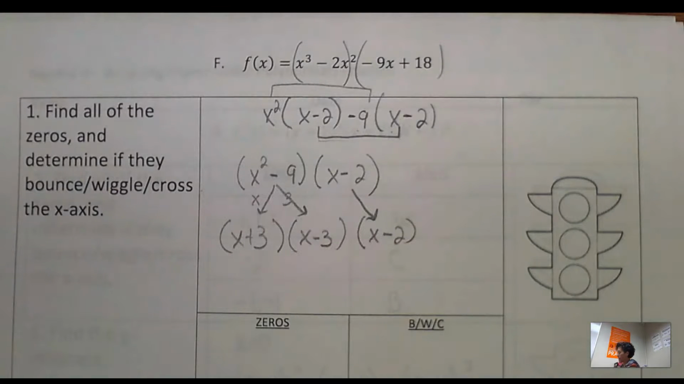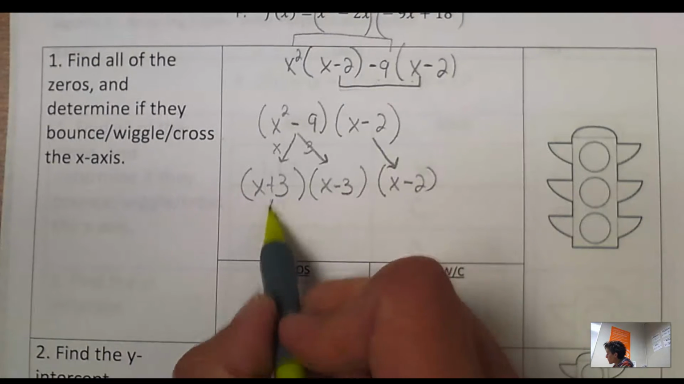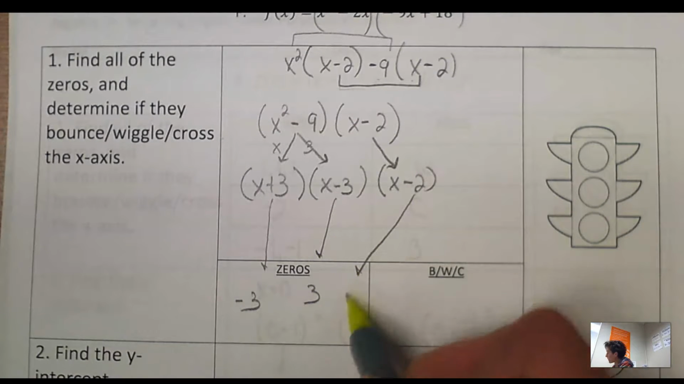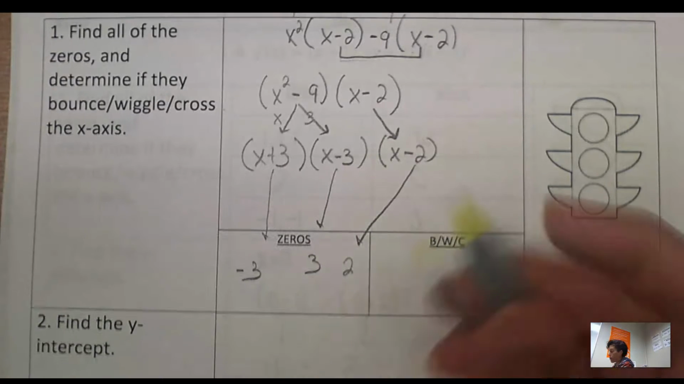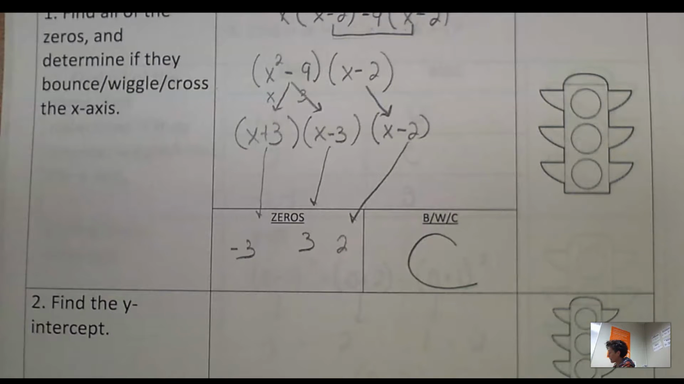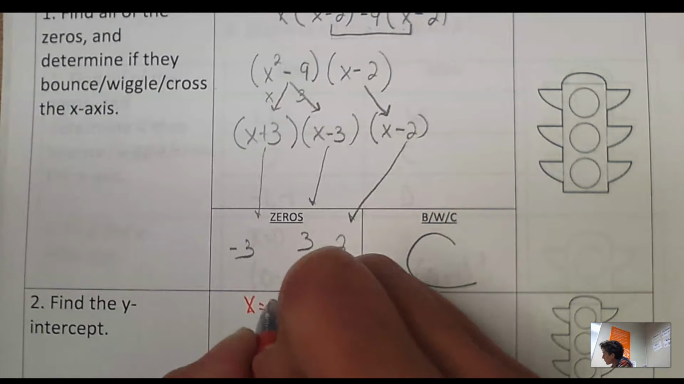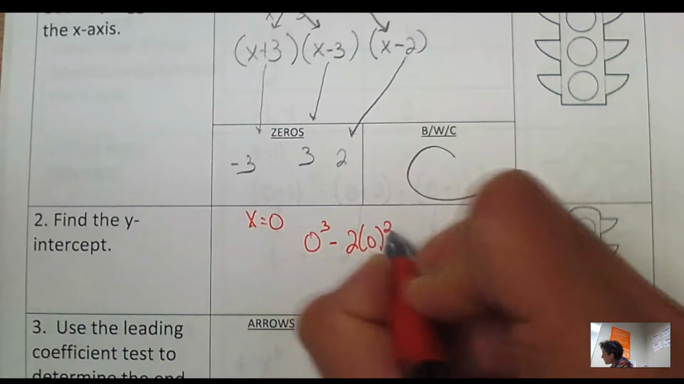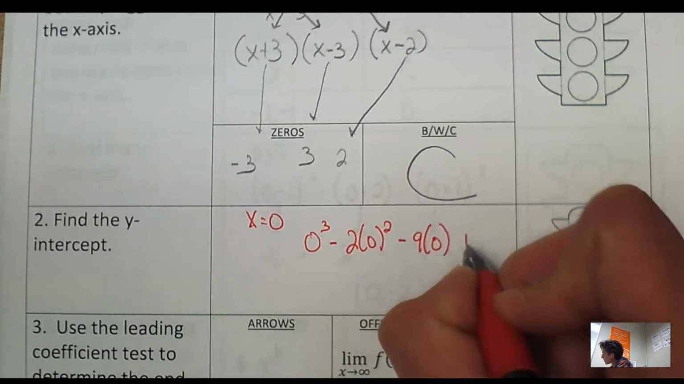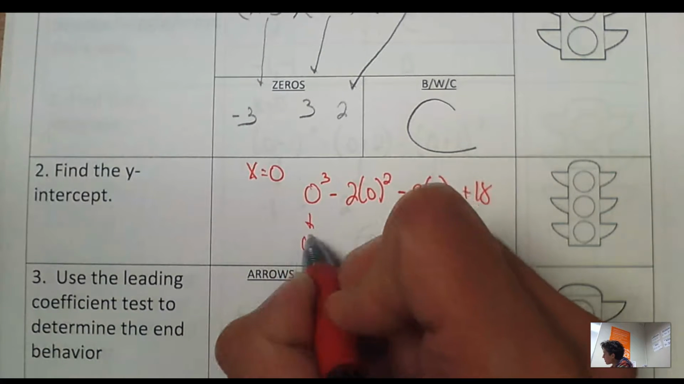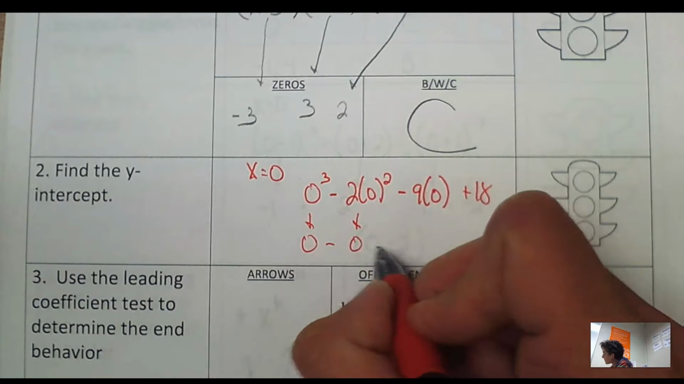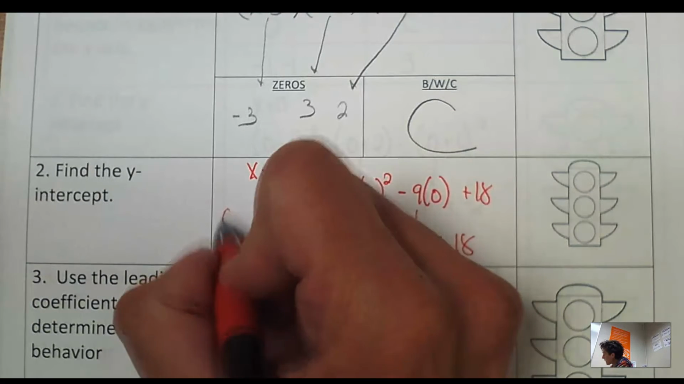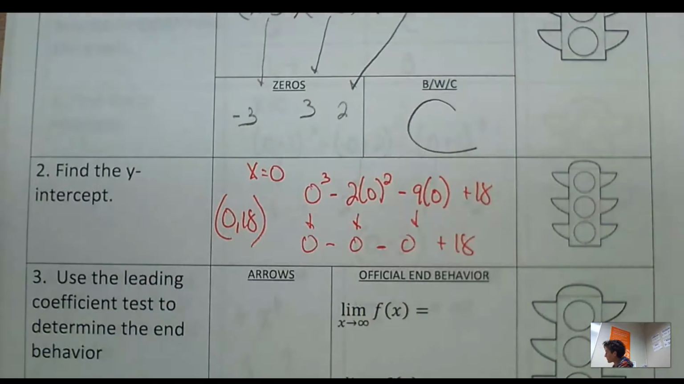Okay? All right, so now what will make this 0 is negative 3. What will make this 0 is 3. What will make this 0 is 2. These all show up once, so they're all crossing. My y-intercept, once I put 0 in for x, I get 0 cubed, minus 2 times 0 squared, minus 9 times 0, plus 18. And these all become 0, except for the 18. And when I do that math, I get a y-intercept of 0, 18.